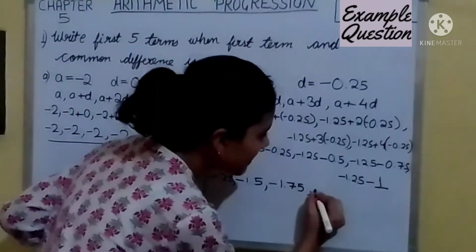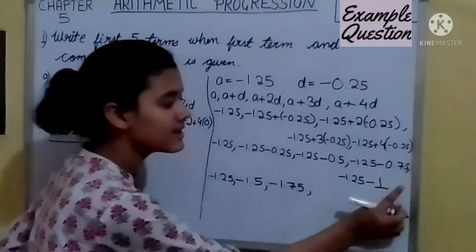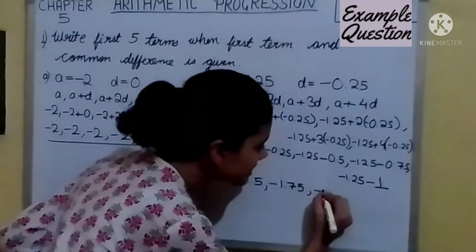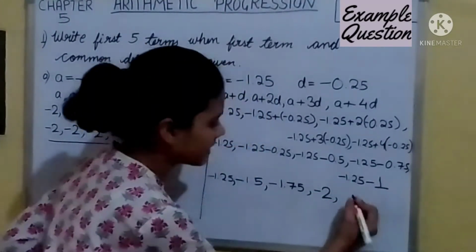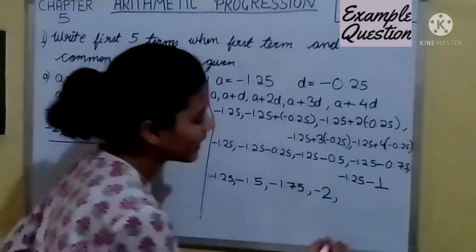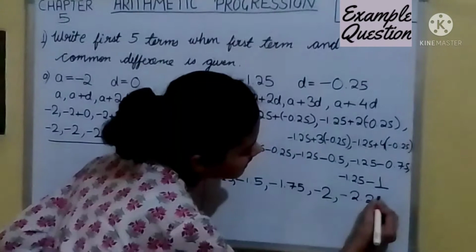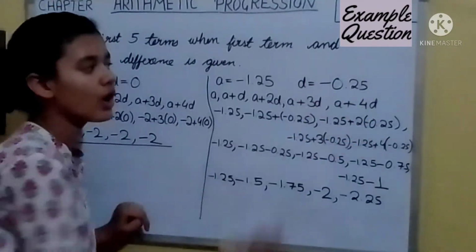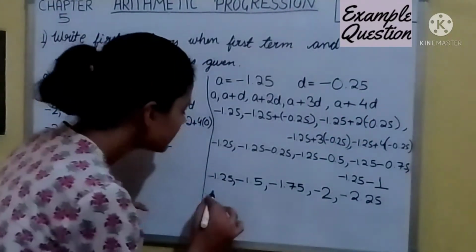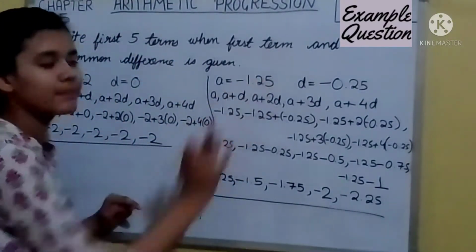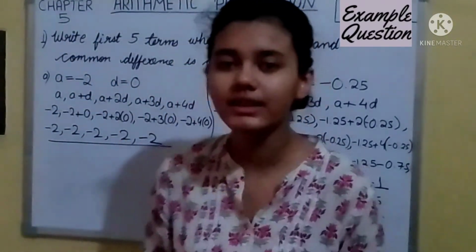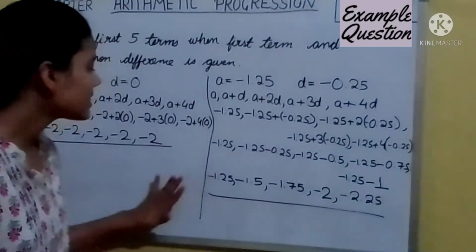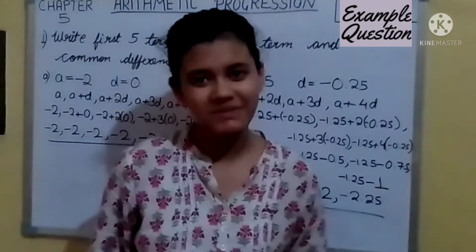Then -1.25 minus 0.75. So over here we will get -2. Then -1.25 minus 1 is equal to -2.25. So over here you can see that we are decreasing by the difference of -0.25. Okay, so here is the AP which we wanted for this particular question. Now the other questions in this exercise, meaning the second question of exercise 5.1, will be solved like this only. Now let's move to the next part.